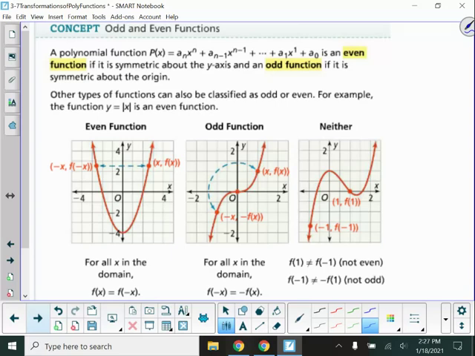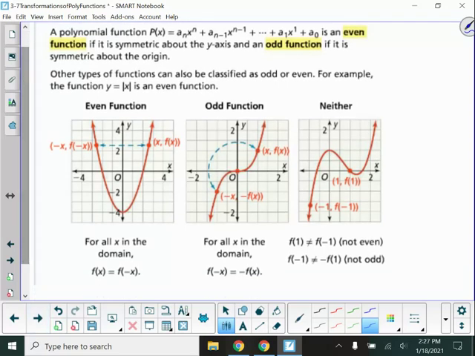Now, it is important to note, for even functions, and this is how you can look at it with the equation if you don't have the graph. If f of x and f of negative x give you the same value, then it is an even function. If you plug in a negative x and you get back the negative of your original function, it is going to be an odd. And if those things do not happen, then it is neither. That's neither even nor odd.